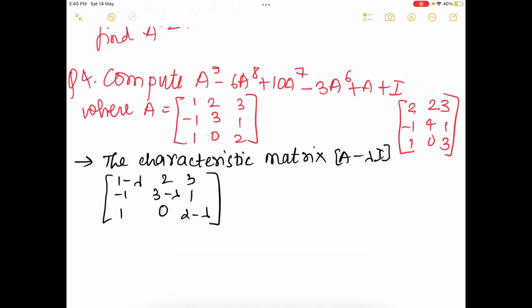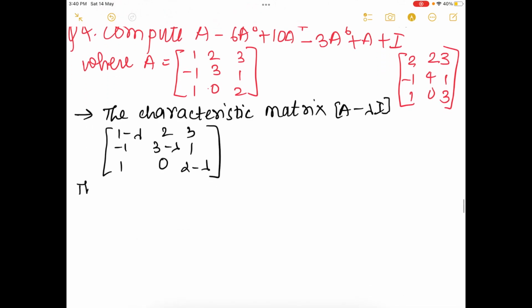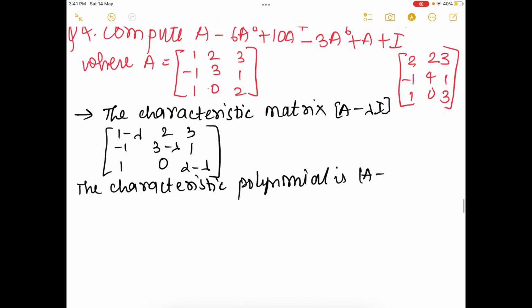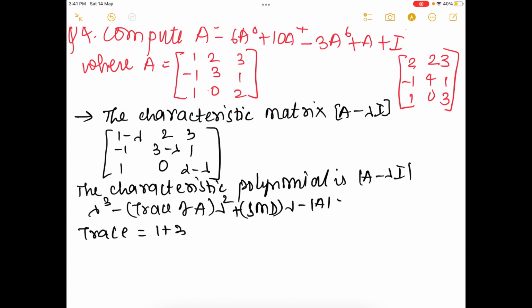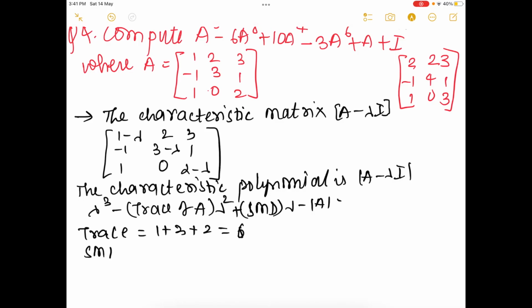Okay, so then we go ahead and we define the characteristic polynomial. The characteristic polynomial is mod of A minus lambda I, which is also lambda cube minus trace of A into lambda square plus SMD of lambda minus determinant of A. So we go ahead and we find the trace will be equal to 1 plus 3 plus 2, which is 6. Then we find SMD.